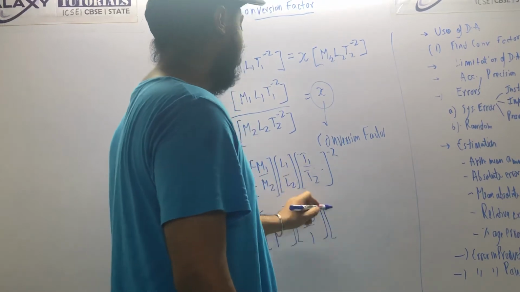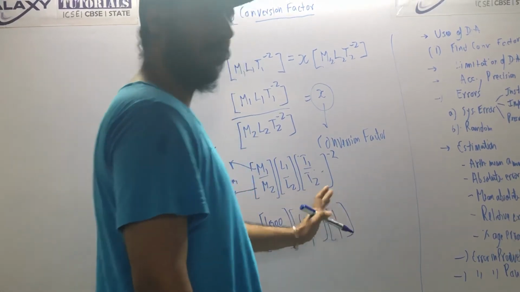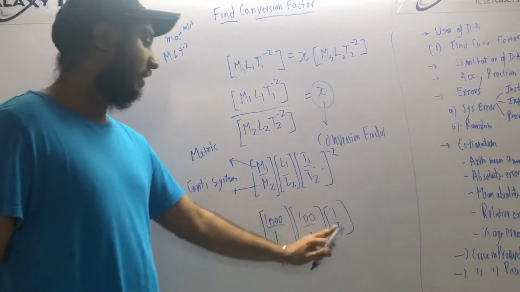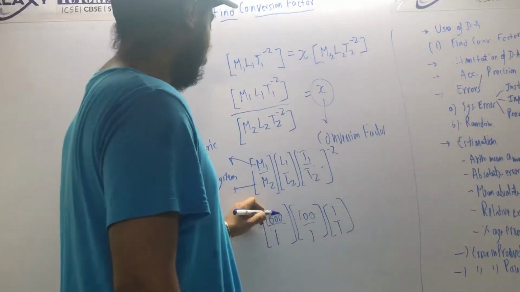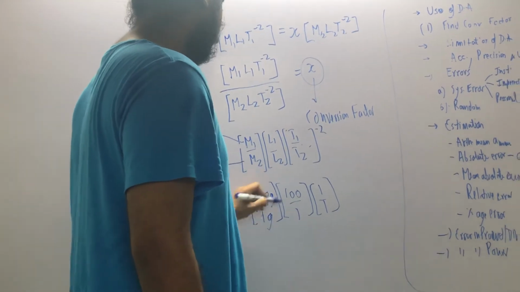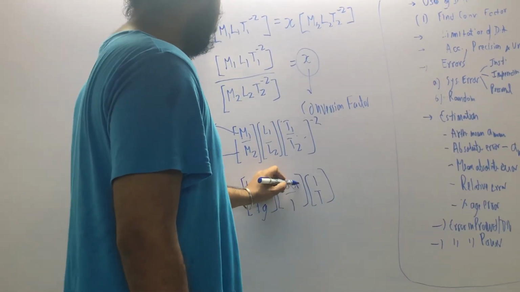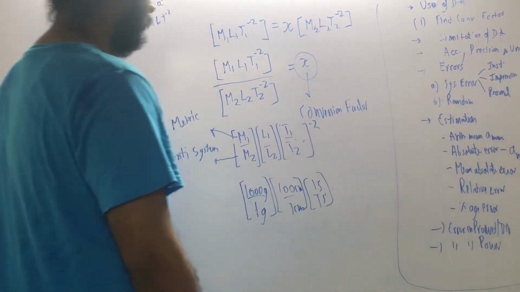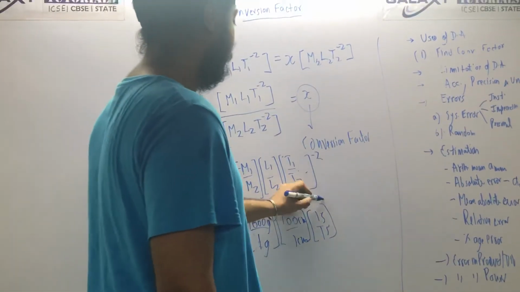And second, it will be 1 and 1 in both the systems. The second is the same, 1 second in both the systems. This is also 1 second, this is also 1 second. Just write here. Okay, this is 1000 gram, this is 1000 gram, this is centimeter, and this is centimeter, and this is second, this is second. Okay, now just do the simple multiplication.